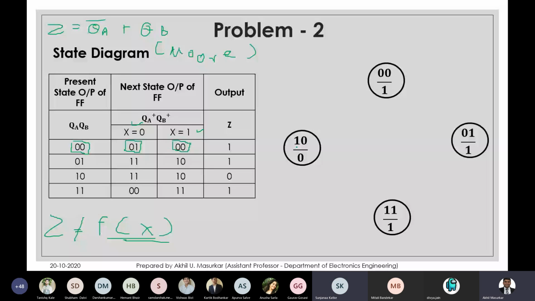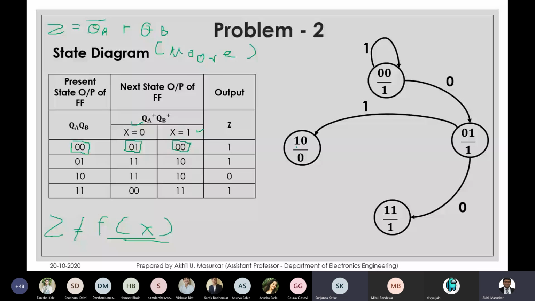Okay. Now you have to tell me, if my present state is 0 0, what is my next state when x is 0? 0 1. Okay. And when x is equal to 1? 0 0. Okay. So similarly for 0 1, what is the next state? When x is equal to 0, it is 1 1, and when x is equal to 1, it is 1 0. Okay.